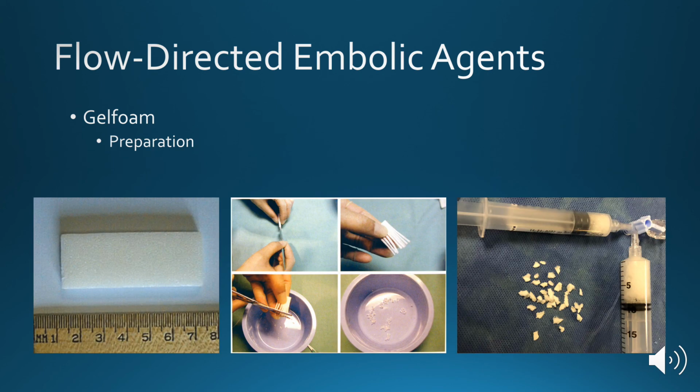Gelfoam is typically prepared in one of two ways. The first way is through the use of pledgets, where larger sized pieces of Gelfoam are cut and put into a syringe with contrast and saline and then injected as more of a mechanical embolic agent. And the second way it's prepared is as a slurry, where pieces of Gelfoam are placed in one syringe with contrast and saline, and then the contents of that syringe is passed back and forth through a stopcock into another syringe to create more of a slurry or paste-like agent. And when it's done that way, it acts as more of a flow-directed agent.